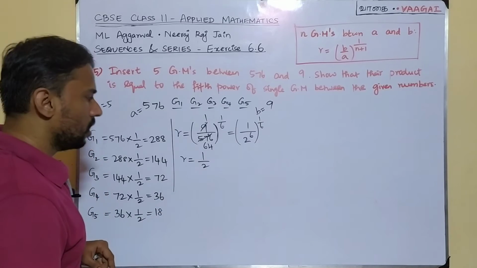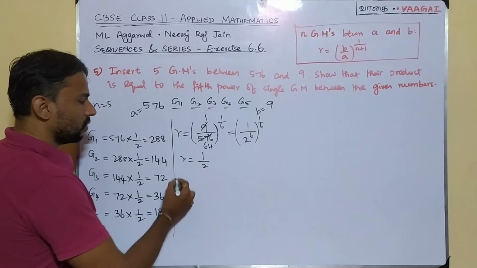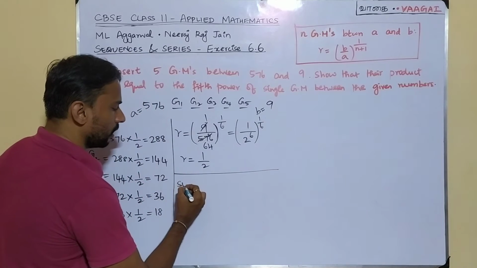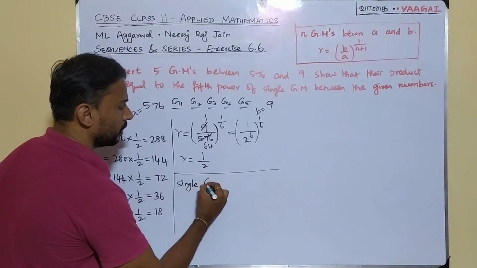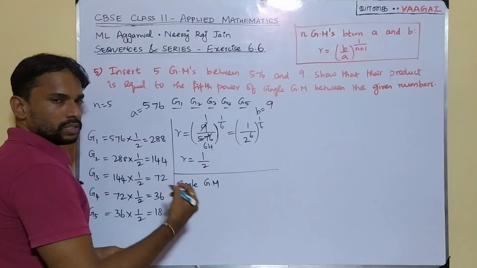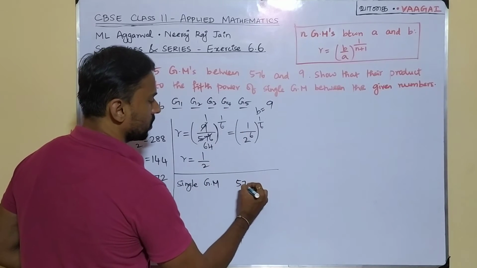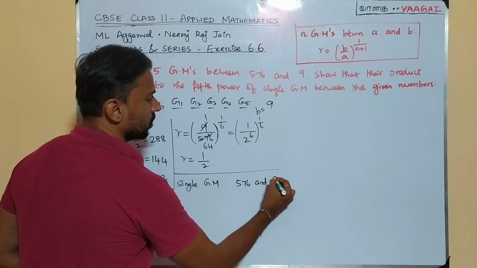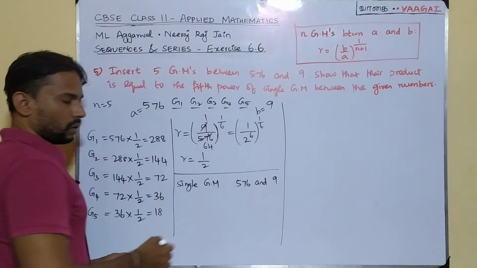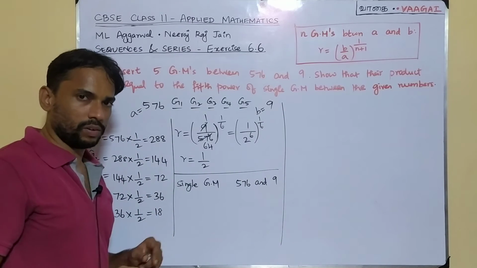What is the next task? Next we have to find the single geometric mean between the same two numbers, 576 and 9. This also we have to find, right? Let me put a line here also.